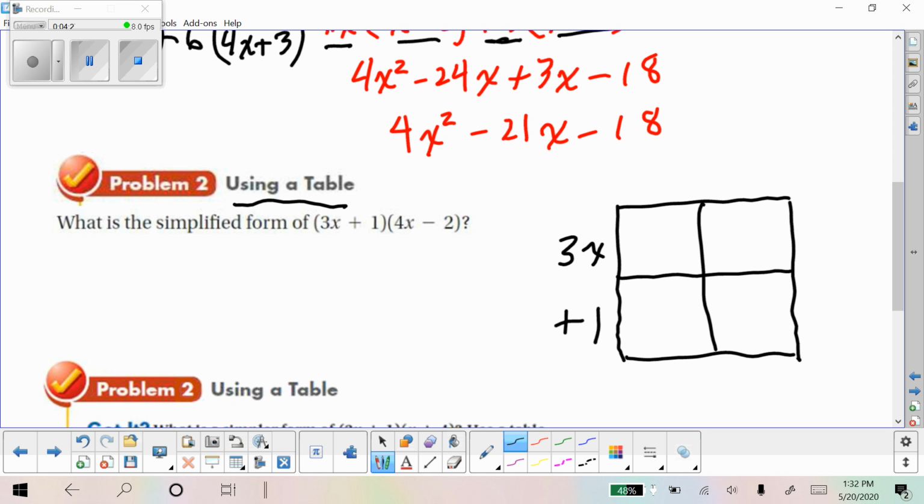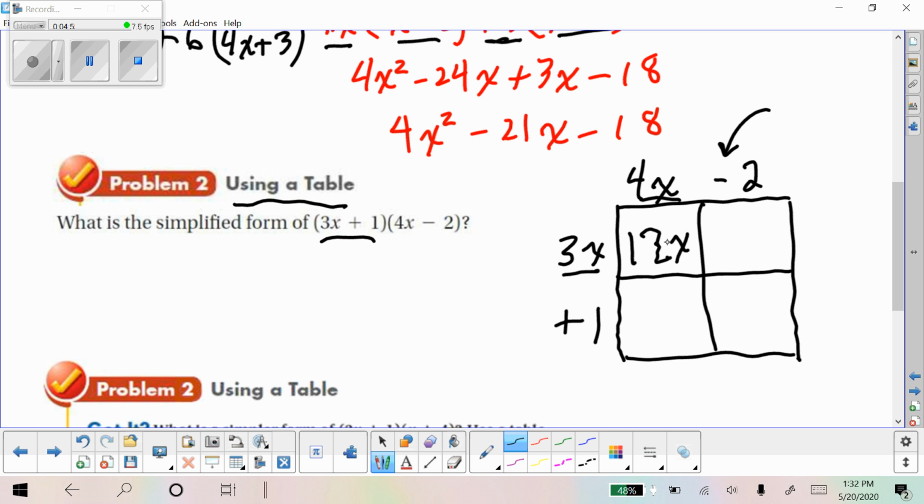So the 3x plus 1. And it really wouldn't matter if you put that on the vertical or the horizontal line. And then the other one, we're going to put 4x minus 2. Now, make sure if there's a negative, you have a negative in front of it, like that. And then we're just going to treat this like a multiplication table. For this cell right here, I'm going to do 3x times 4x, which is 12x squared.